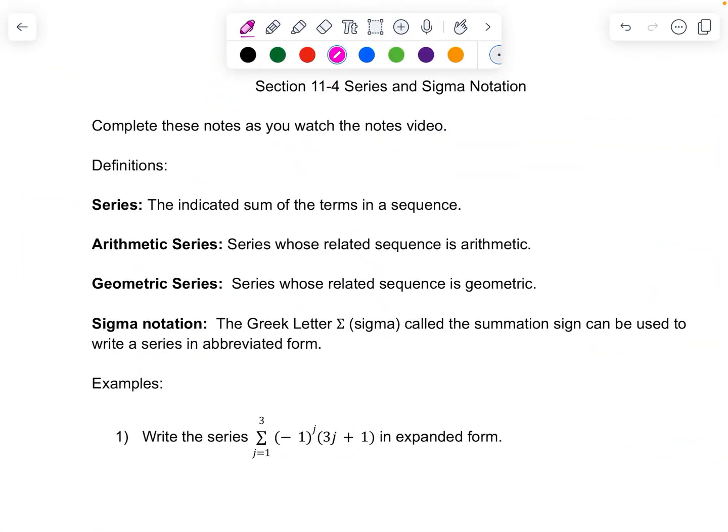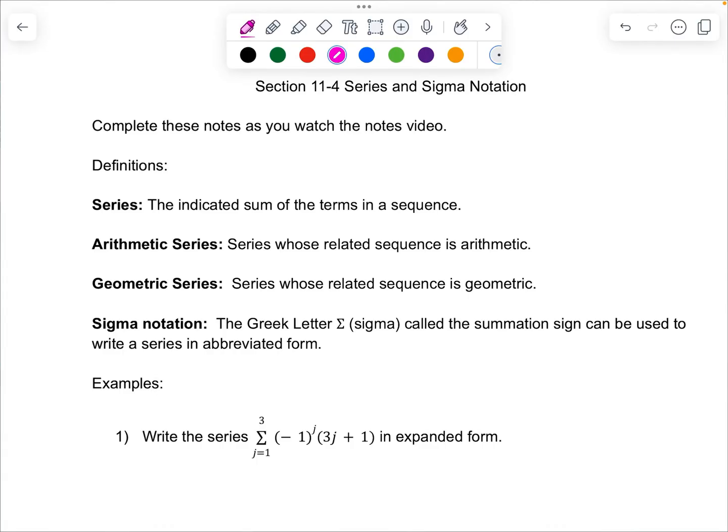So this time we are going to take a look at series and sigma notation. Once again, please complete the notes as you are watching this notes video. There will be a problem solving set based on this information, and you can use these notes to help you with that problem solving set.